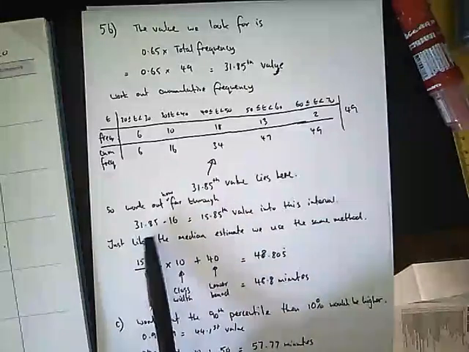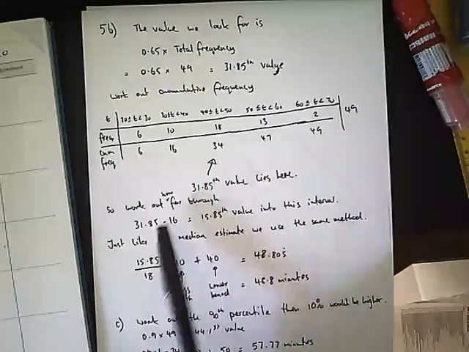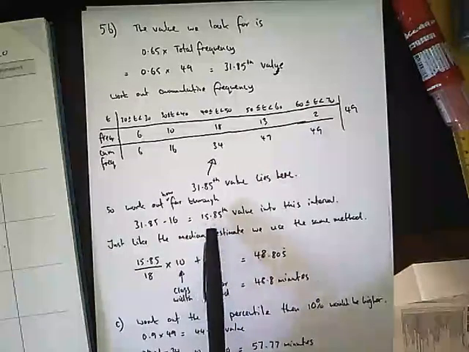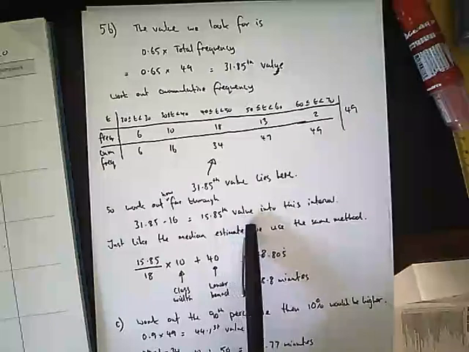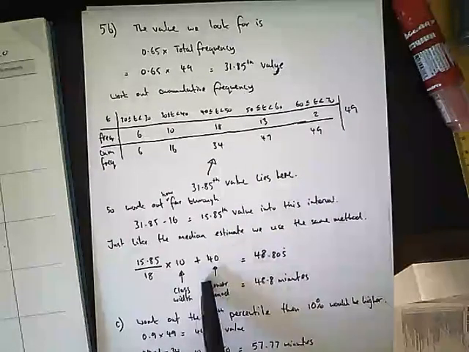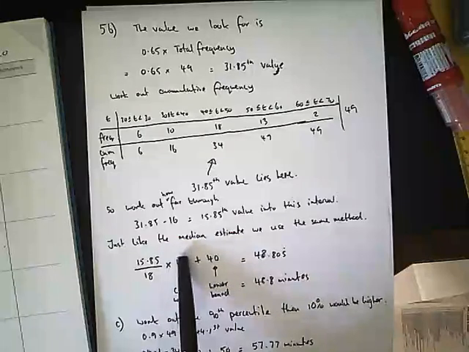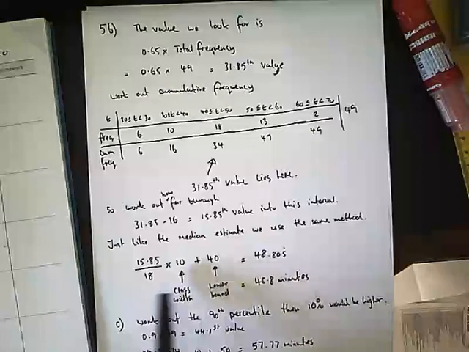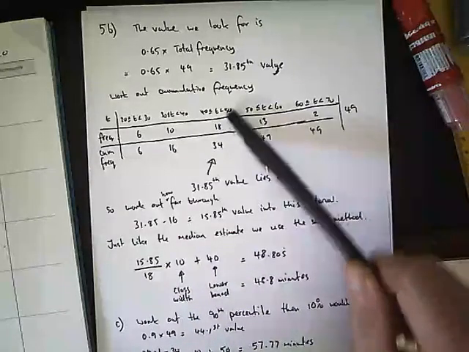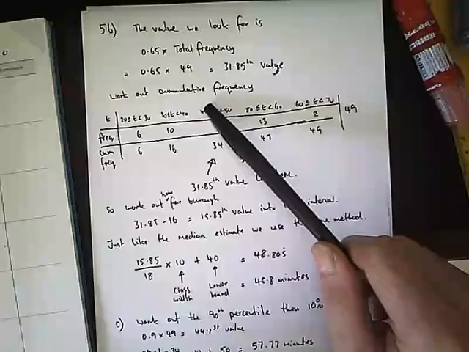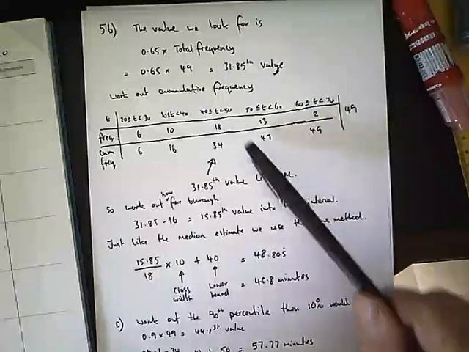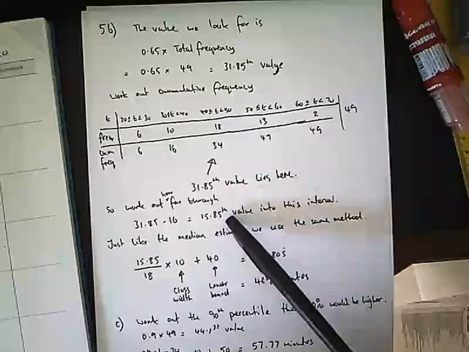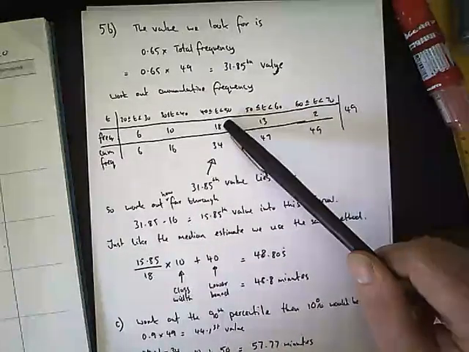So what we need to do is work out how far through that interval it lies. We take away the 16 previous, which is what we're doing here. And we know it's 15.85 of a value into this interval. So just like the median, we estimate and we use the same method. I want to work out what proportion of this interval, added on to the beginning, would give us the value. This interval is 10 wide. The proportion is I want the 15.85th value out of the 18 that's in there.